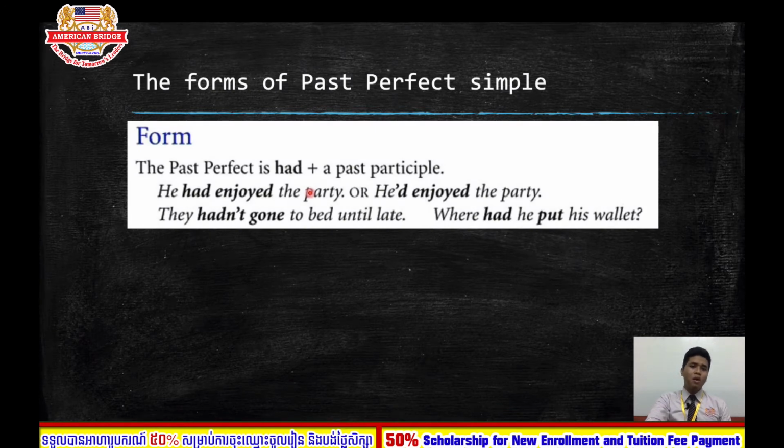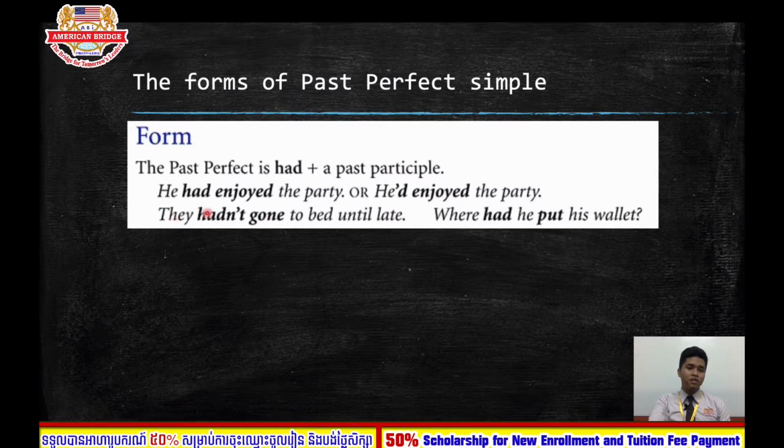When you talk about past perfect simple, we have the word perfect here. We have present perfect and we have past perfect. The form here is had plus a past participle, which is the verb 3. Here is an example of the positive or affirmative form: He had enjoyed the party. So he had enjoyed the party, which is the form of past perfect simple. Or he'd enjoyed the party, and we can use the contracted form, which is a short form.